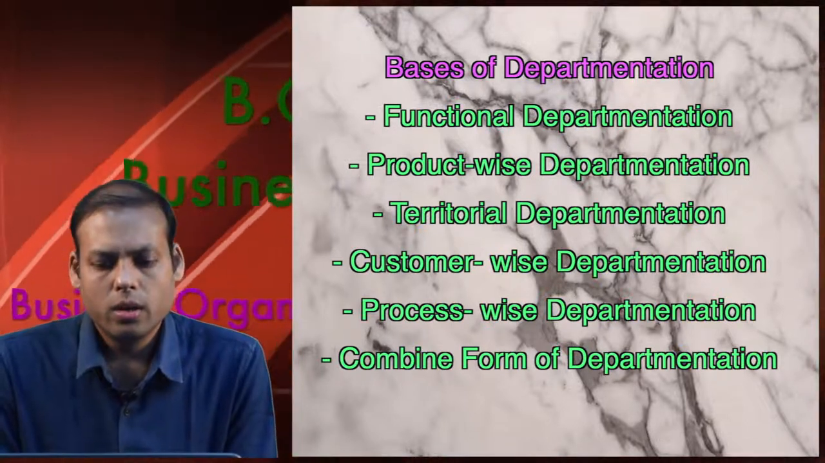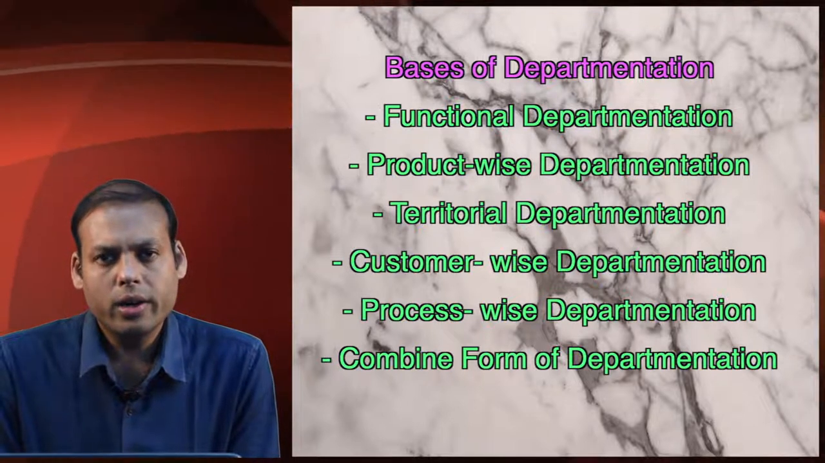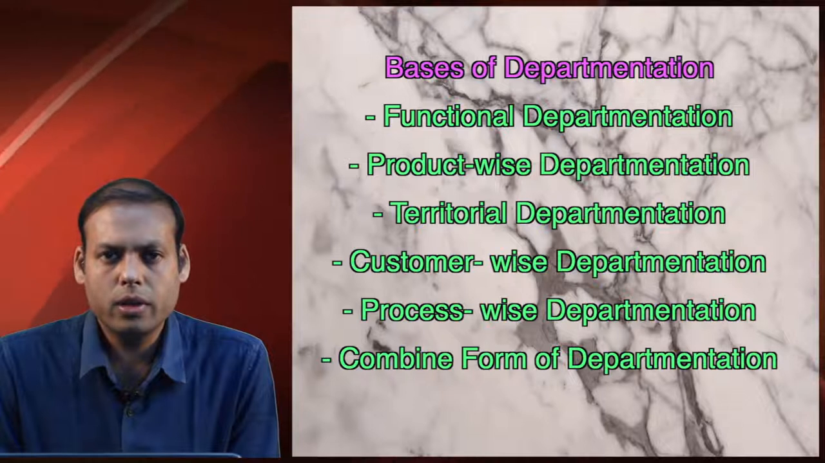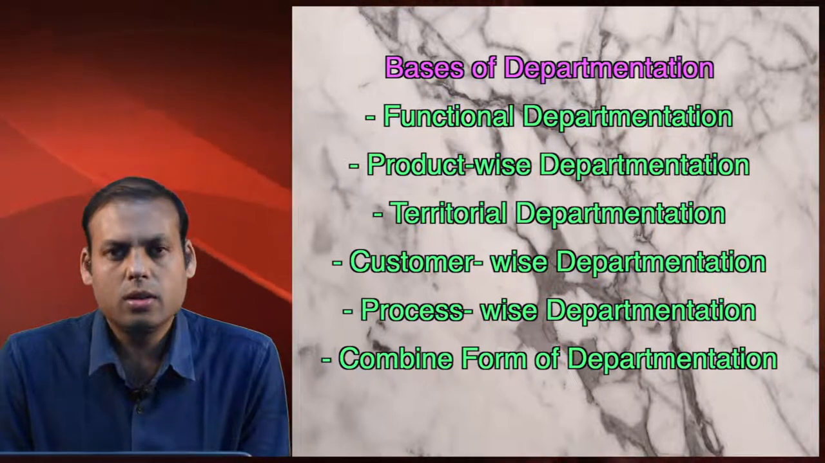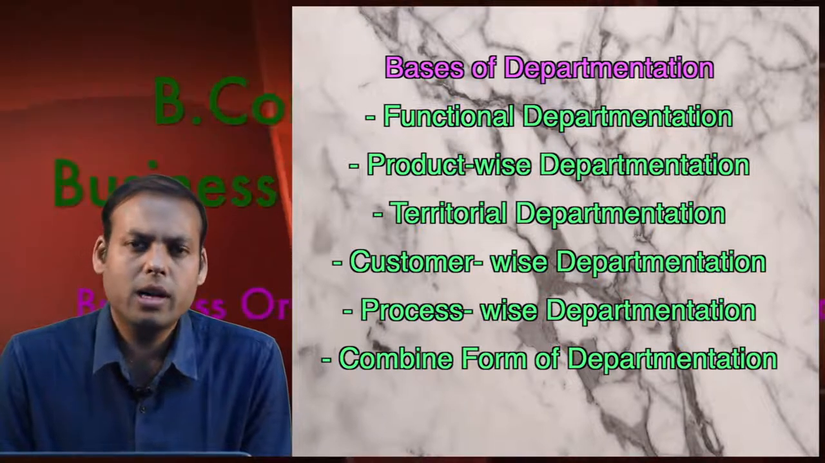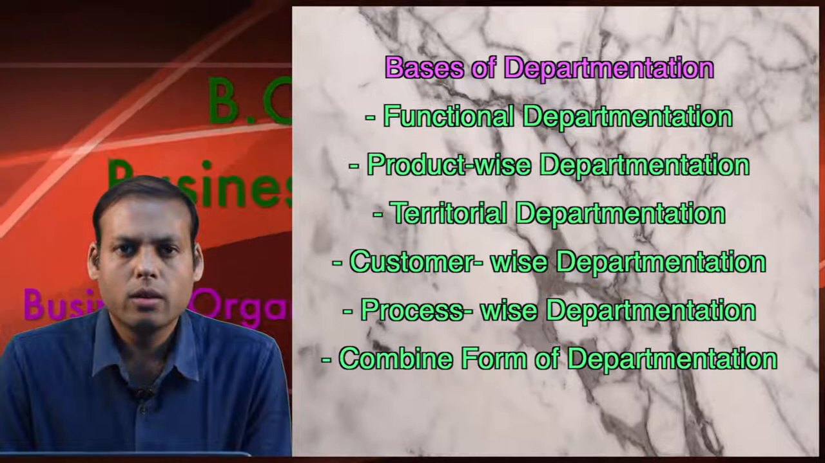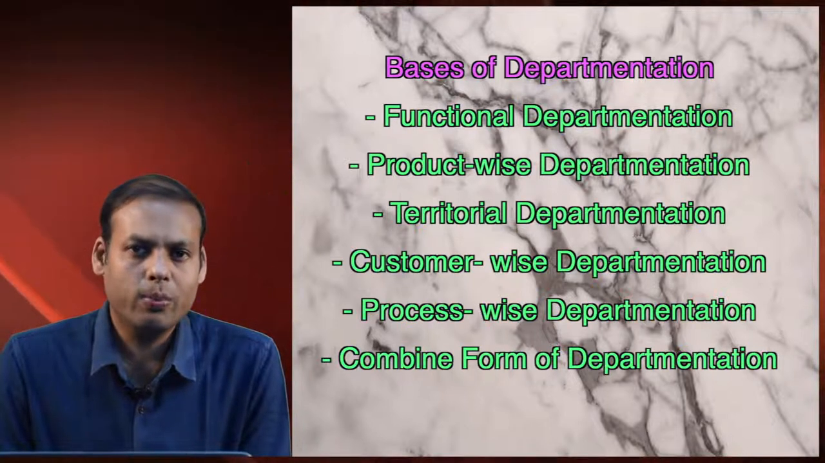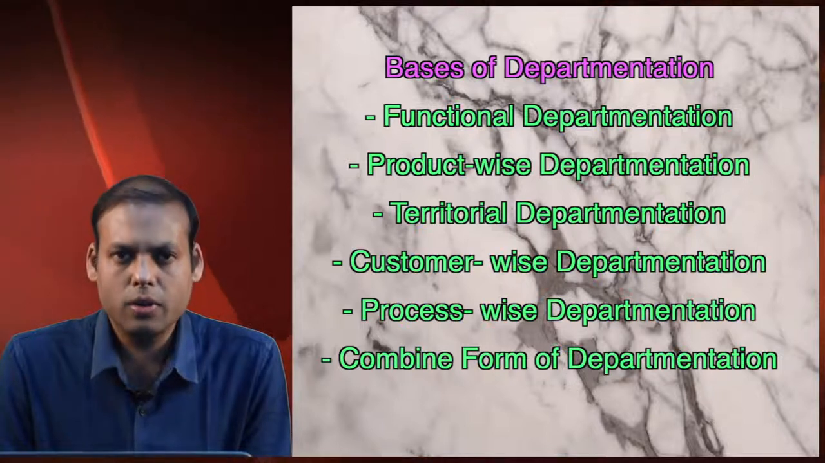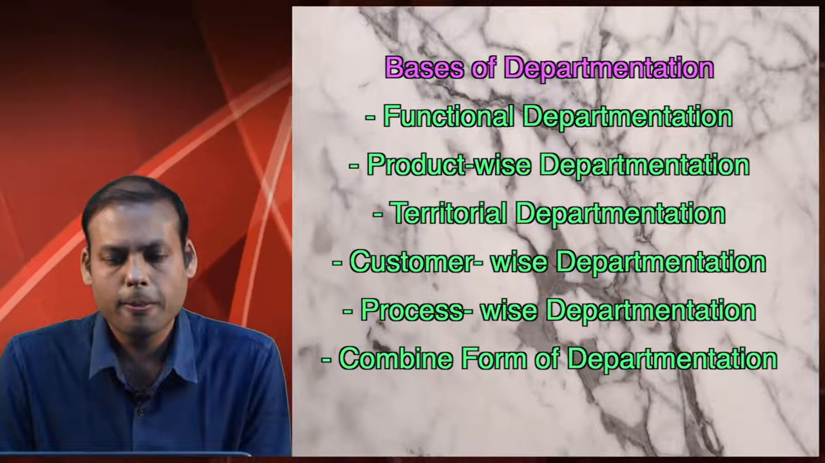Number two, product wise departmentation. An organization may divide its activities on the basis of the products that it produces or sells. So, a company may departmentalize as products for baby, products for women, products for men. In this way we can departmentalize the activities of the organization on the basis of the product it produces.